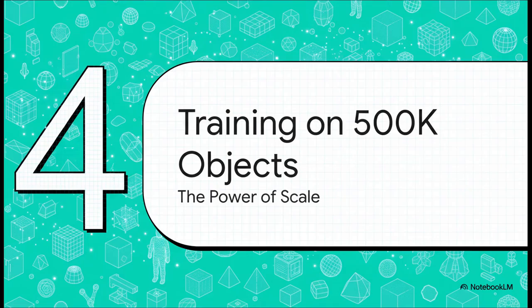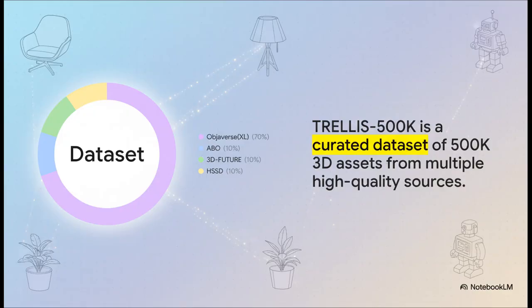Now, as you can probably guess, a model this powerful doesn't just happen. You can't train it on a handful of examples. A huge key to Trellis' success is the sheer scale and quality of the data it learned from. The researchers put together a massive dataset of over 500,000 3D objects to get this thing trained up. And here's a look at what that dataset, which they call Trellis 500K, is actually made of.